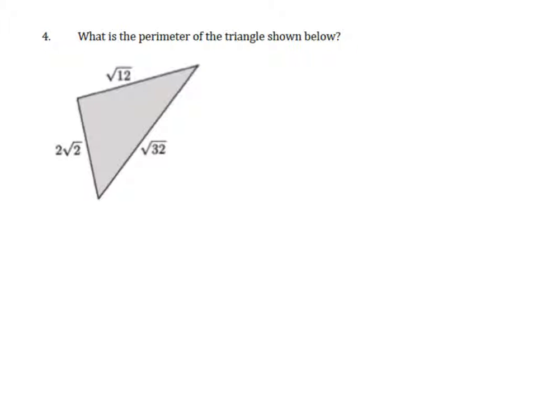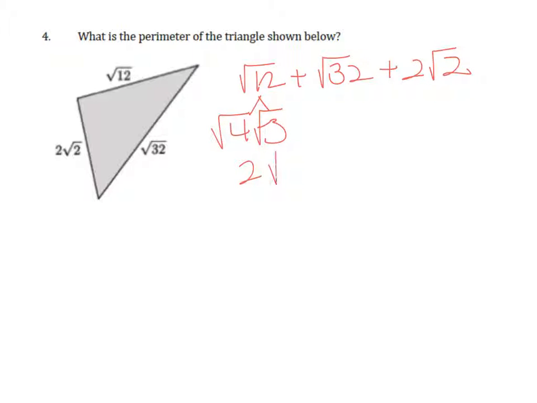So what is the perimeter of the triangle shown below? That means we're going to find the sum of all sides. So we have radical 12 plus radical 32 plus 2 radical 2. 2 radical 2 can stay like that. That's the most simplified, but radical 12 breaks down to 4 times 3.